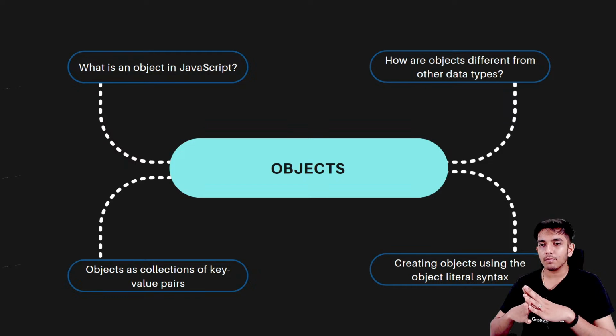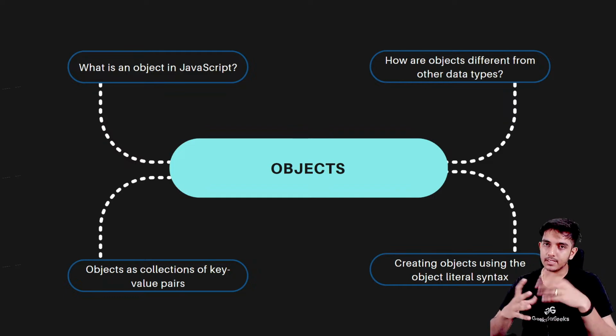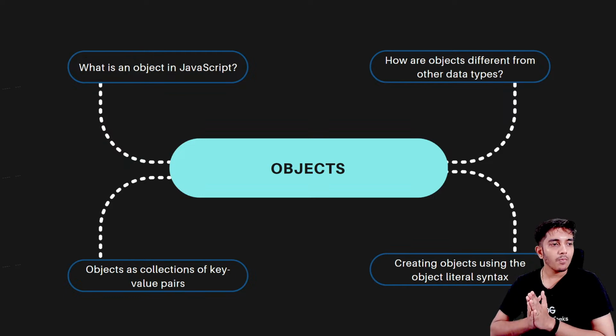Okay, so usually we call methods as functions. Basically, we can create functions inside any object. We can store functions also, and whenever we call that object, that function can also be called using that object. We'll be seeing that also. And now, how are objects different from other data types?